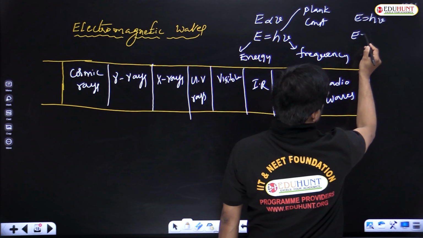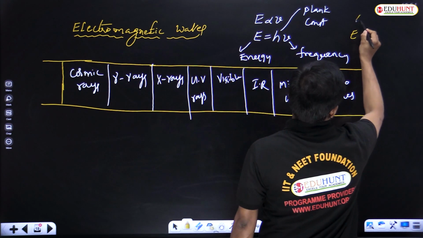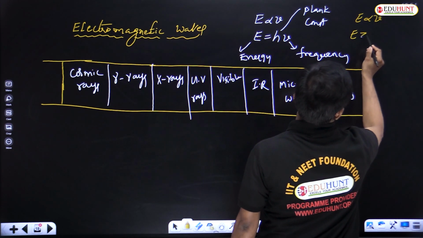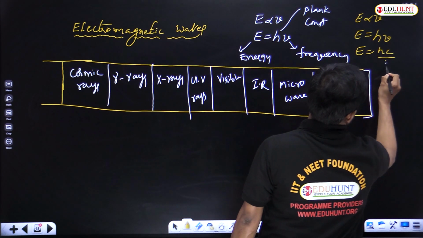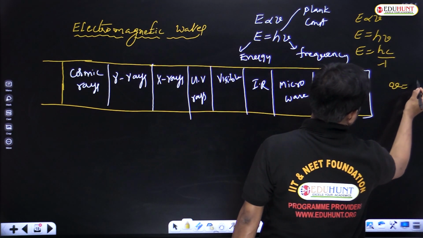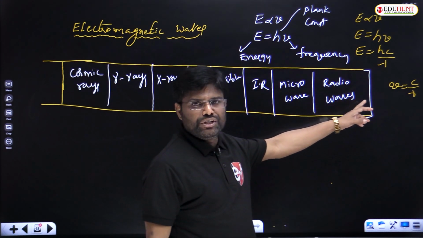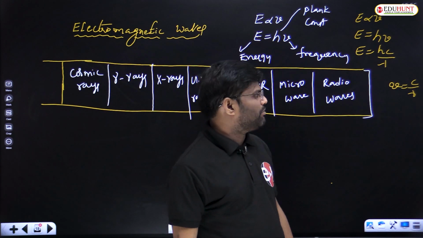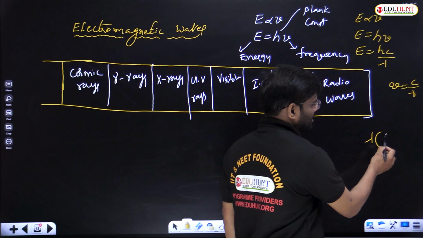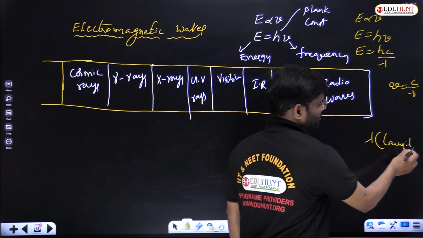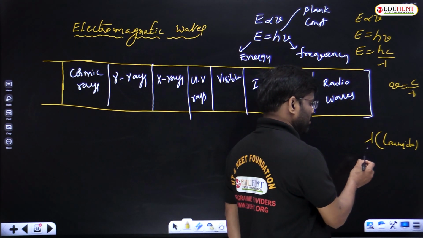From this, E is equal to hc by lambda. What is this formula? E is directly proportional to nu. E is equal to h nu. Then E is equal to hc by lambda. Nu is equal to c by lambda. Here lambda is nothing but the wavelength. Lambda is a Greek letter. This is wavelength.